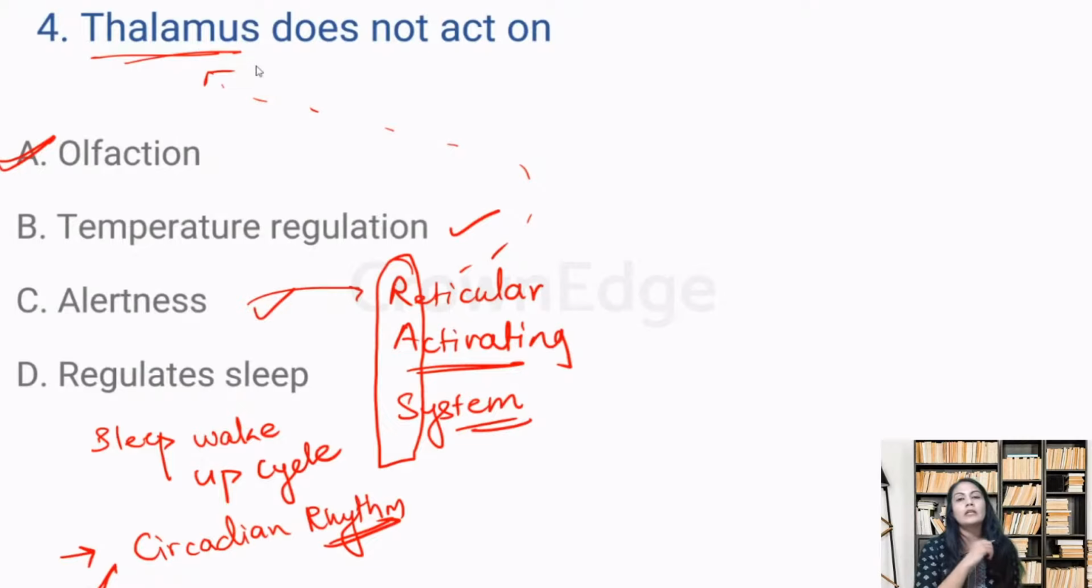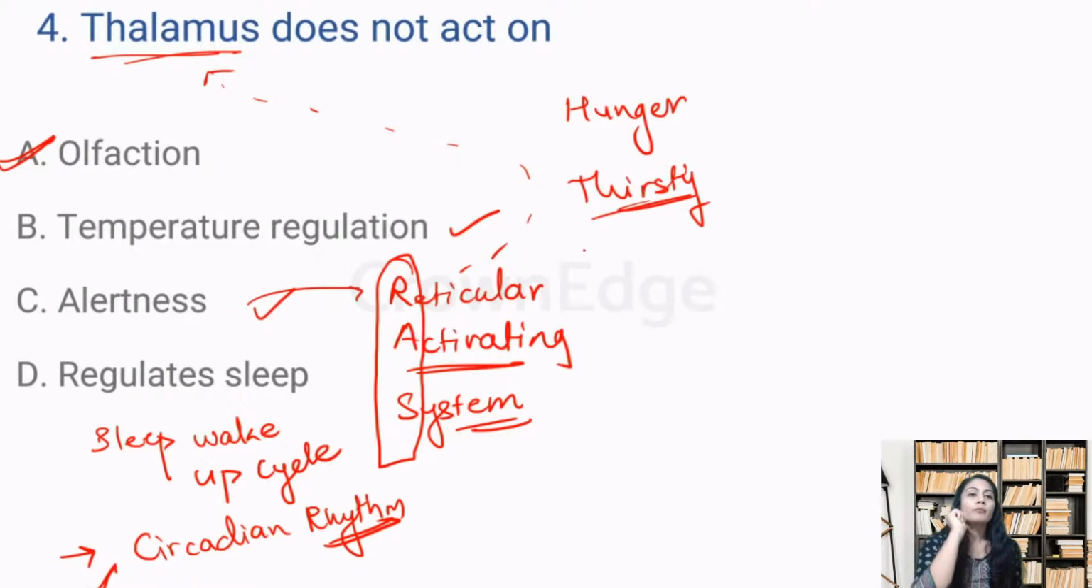Then other functions like sexual behavior of a person, right? Also sleep, also temperature, and various other functions like hunger, whether you are hungry or not, whether you are thirsty or not. So all these things will be relayed into the thalamus. Just one exception, that is olfaction. That sensation is not relayed in your thalamus. So the answer over here, because they ask not, becomes option A.